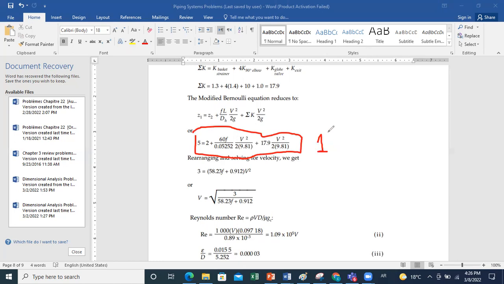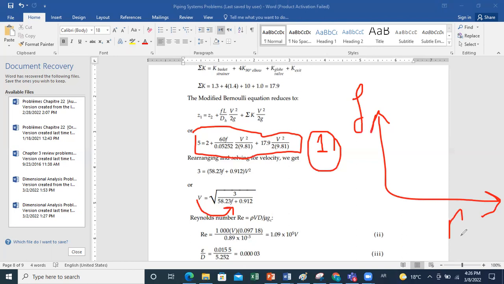Okay, so this is equation number 1. Now, the next step will be to try to relate the Reynolds number to velocity, because already I have v as a function of f. And I want to use the Moody diagram. To use the Moody diagram, I have f, I have Reynolds, I have epsilon over d.